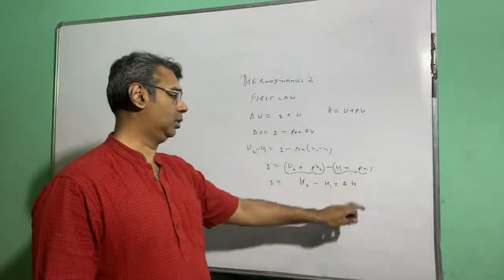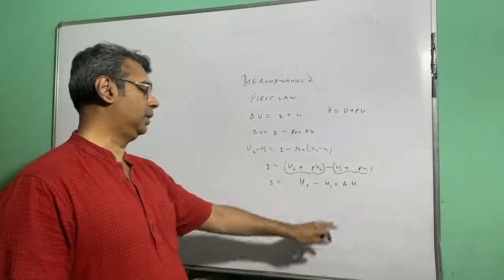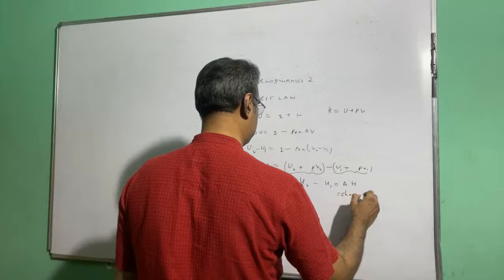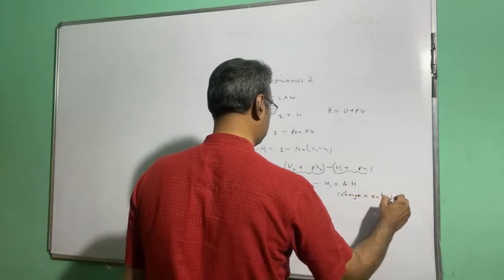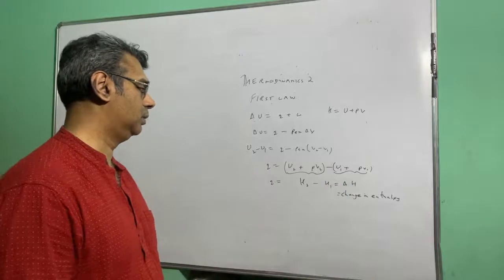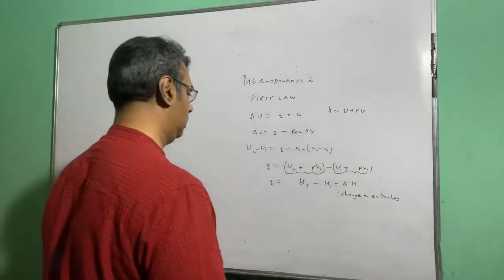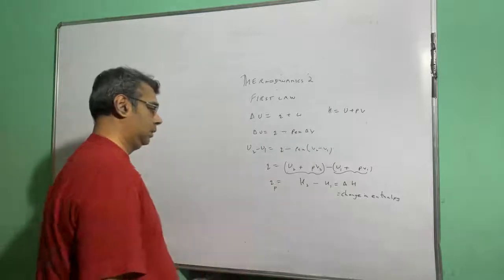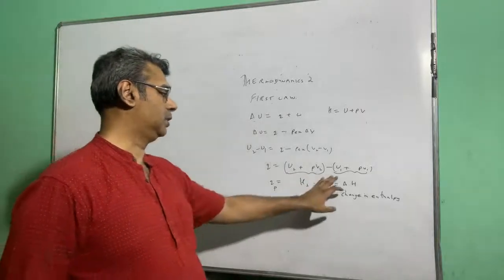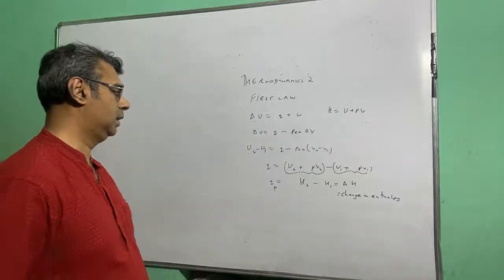So keeping pressure constant, the final value of U plus PV minus the initial value of U plus PV is called the change in enthalpy, delta H. So we can also say that the change in enthalpy of a system is equal to heat supplied at constant pressure, because in both the expressions we have the same value of P. So heat supplied at constant pressure is equal to change in enthalpy.